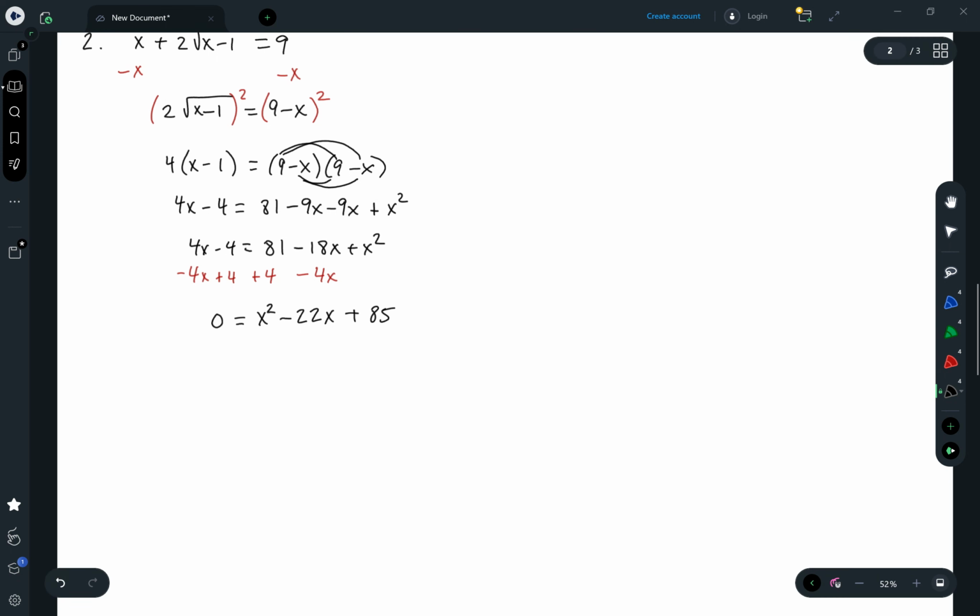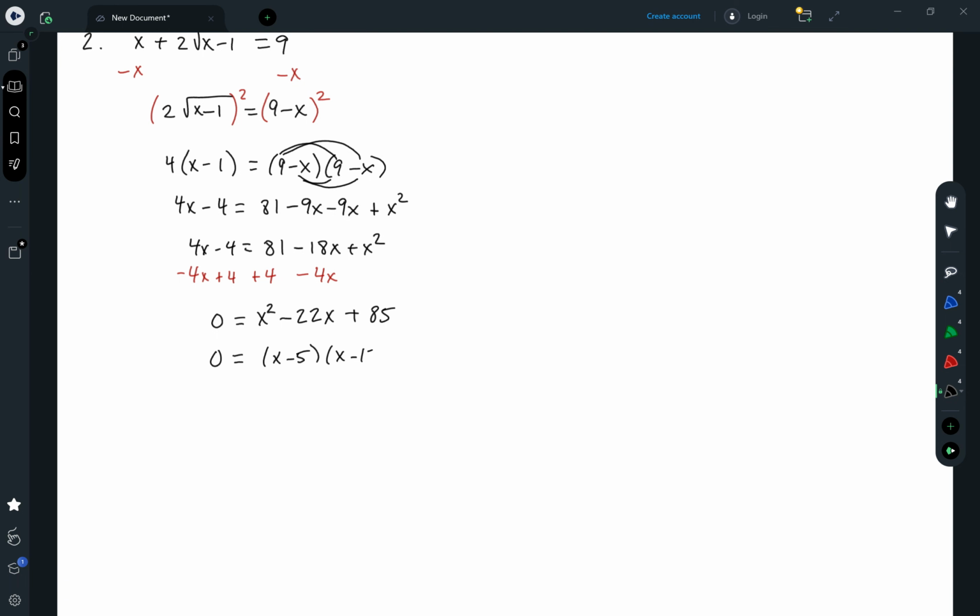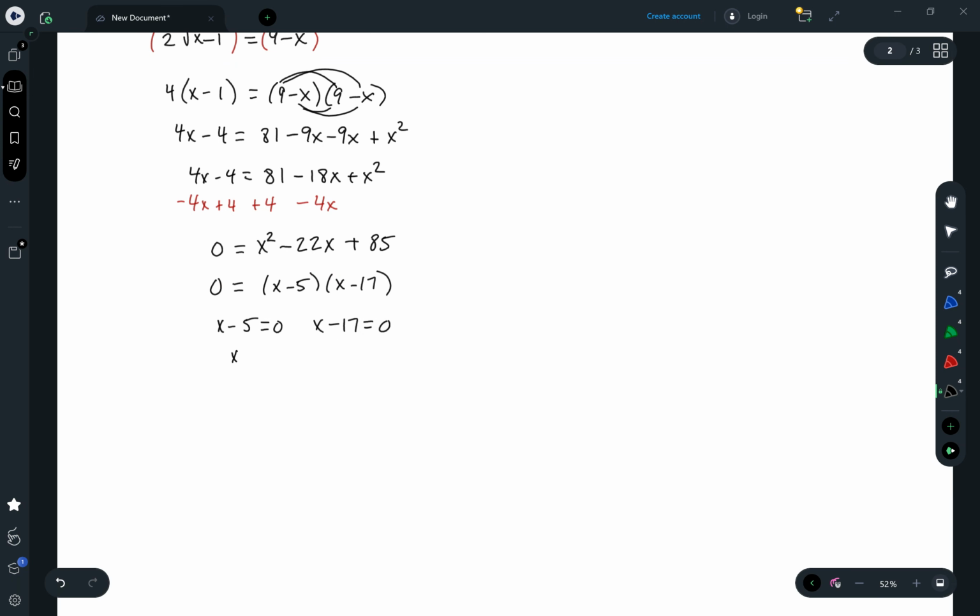This is a factorable expression, so we can factor this as x minus 5 times x minus 17. We solve this by setting both expressions equal to 0 and solving. So we get two possible solutions, x equals 5 and x equals 17.